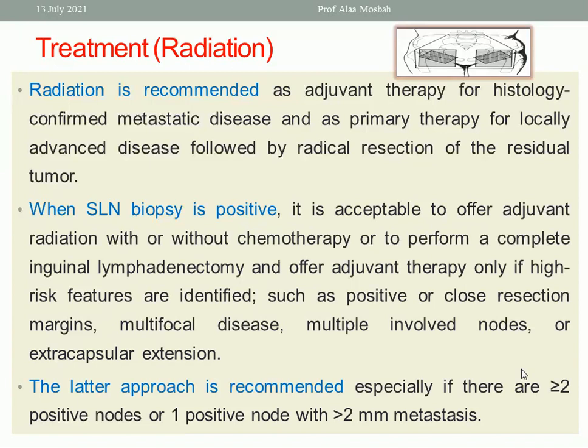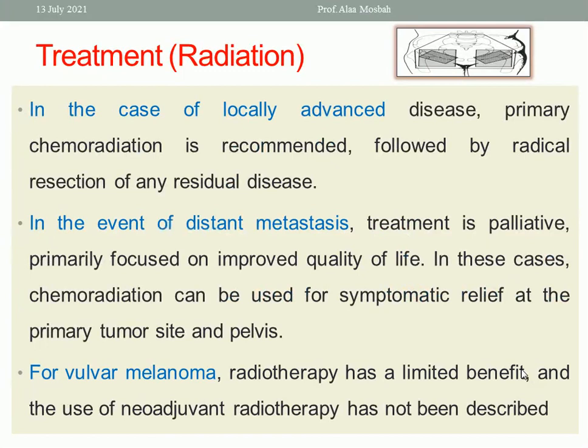The latter approach is recommended, especially if there are equal to or more than two positive nodes or one positive node with more than 2 millimeter metastasis. In case of locally advanced disease, primary chemoradiation is recommended, followed by radical resection in residual. In the event of distant metastasis, treatment is palliative, primarily focused on improving the quality of life. In this case, chemoradiation can be used for symptomatic relief at the primary tumor site in the vulva.